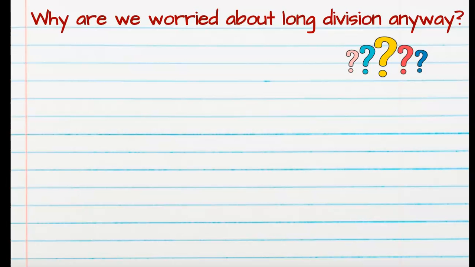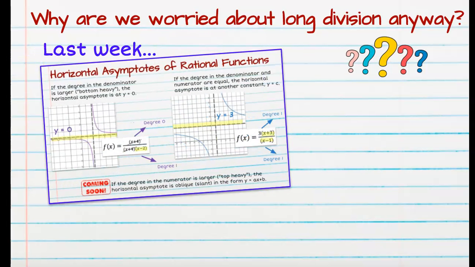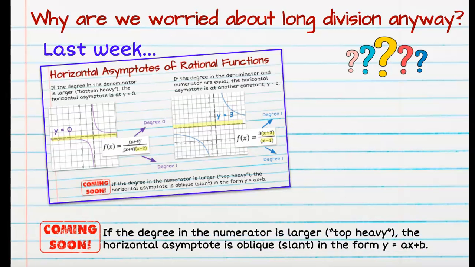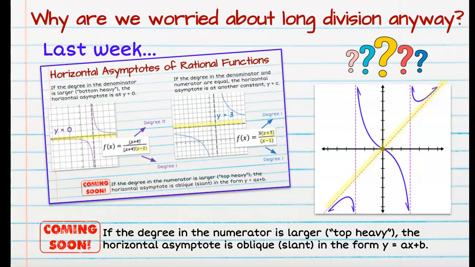So why are we worried about long division right now anyway? Well, let's think back to a previous lesson. We talked about what causes horizontal asymptotes to be at 0 or another value. We related that to the degree in the numerator and denominator. But there was one scenario we did not address yet. If the degree in the numerator is larger, or top-heavy, the horizontal asymptote is oblique or slanted in the form y equals ax plus b. Long division will be a helpful tool for this. Slant asymptotes may look something like this.